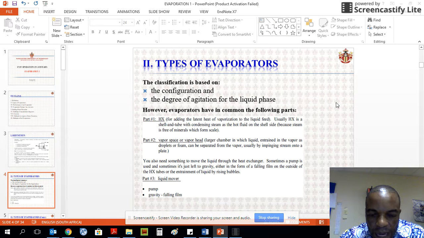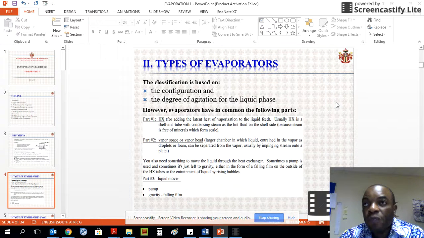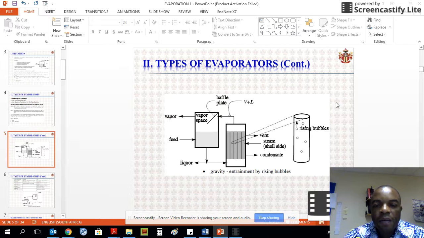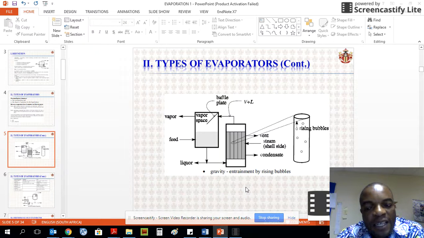Then you always have a liquid mover, which can be a pump, and sometimes they take advantage of just gravity in what we call falling film evaporators. Now, these are the three parts. The heat exchanger, the vapor chamber, and here they are using just gravity to separate. So thank you very much. This concludes our first part.